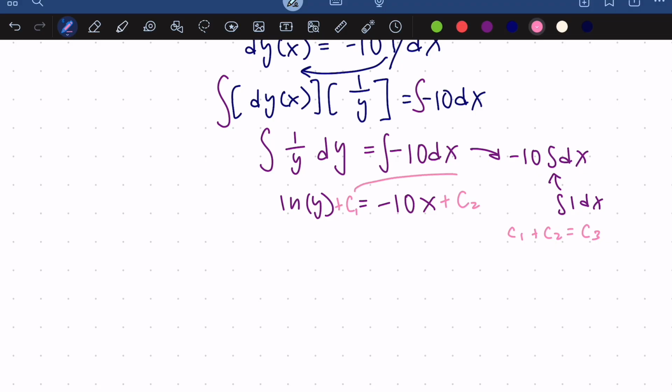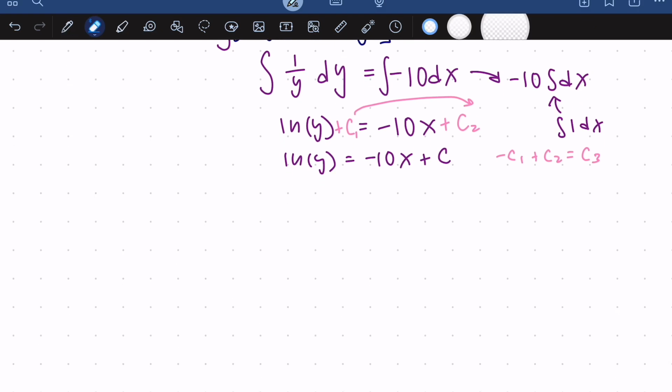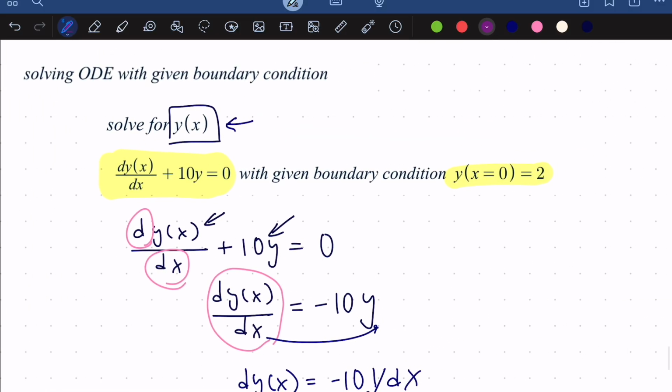So if we pull the c1 onto the other side, we'll get negative c1 plus c2 equals c3. So we would have ln of y equals negative 10x plus c3. I'm going to drop the 3 just for simplicity purposes, and now we have ln of y equals negative 10x plus c. So our next goal, as we remember, is to solve for y.